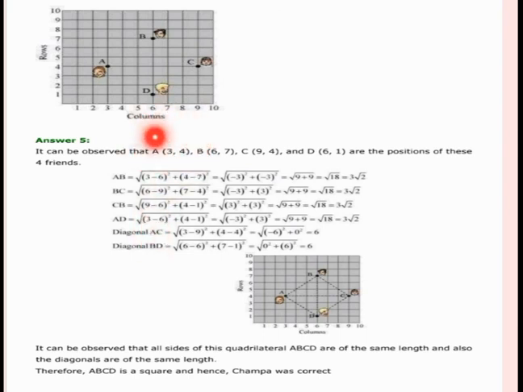Take the points A and C. (x1 minus x2) whole square means (3 minus 9) whole square plus (y1 minus y2) means (4 minus 4) whole square, under root. Minus 6 whole square plus 0 whole square, you will get 6. Similarly the diagonal BD or DB, we will get 6. Both diagonals are equal. It can be observed that in quadrilateral ABCD, all sides are equal and both the diagonals are also equal. So it means ABCD forms a square. So Champa said ABCD is a square, so Champa is correct.